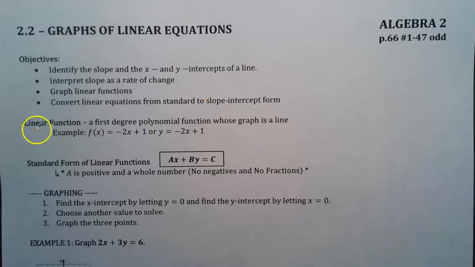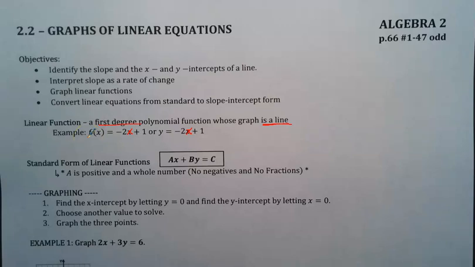All right, first up, a linear function. A first-degree polynomial function whose graph is a line. So a linear function is always a line. Notice it's f of x equals negative 2x plus 1, or y equals negative 2x plus 1. Hopefully you remember this first-degree polynomial. It means you just have a variable with no power on it. The power is never given. That's what first-degree polynomial means.